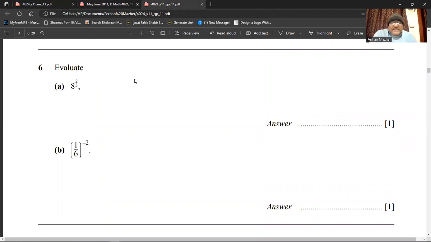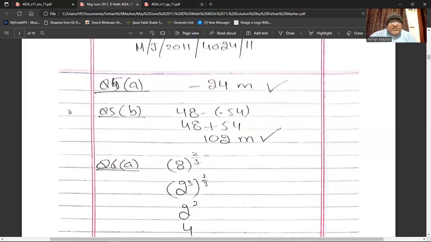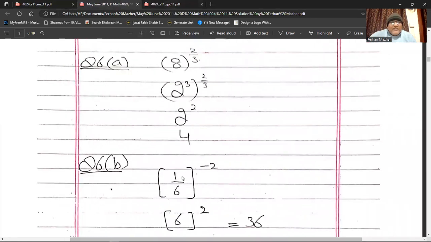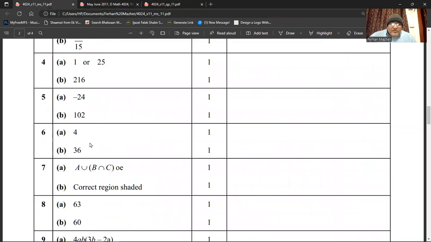So question number 6, its A part. 8 raised to power 2 by 3, and we want to evaluate it. The 8 can be replaced with 2 raised to power 3. So I will replace the 8 with 2 raised to power 3, and then we have raised to power 2 by 3. This 3 and 3 will be cancelled. So you are left with 2 square, and that is 4. So for 6A part, 4 is the answer.